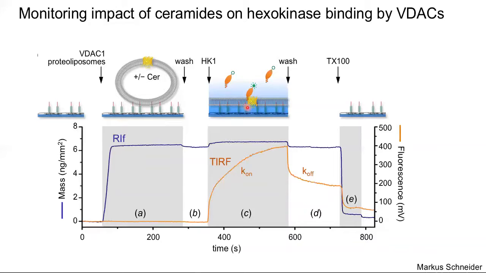subsequent injection of the fluorescent-labeled hexokinase causes then an additional increase in the RIF signal that is not observed when one injects a control protein. Now, binding of hexokinase to these VDAC-containing bilayers is also detected in the TIRF spectroscopy channel with a much higher signal-to-noise ratio in comparison to the RIF channel. And pseudo first-order association and dissociation rates can eventually be extracted from these curves and then provide a quantitative assessment of the association and dissociation of the hexokinases for these VDAC-containing membranes. Now, experiments to investigate the impact of ceramides on these binding kinetics are currently in progress.